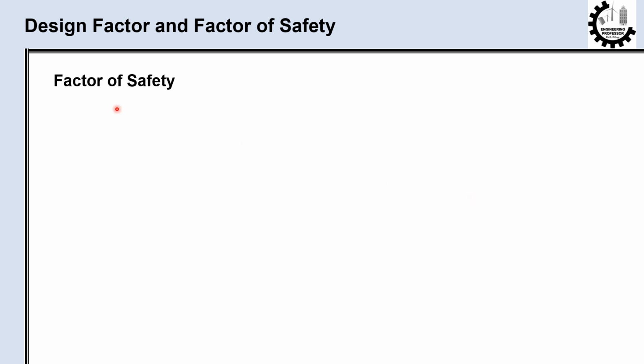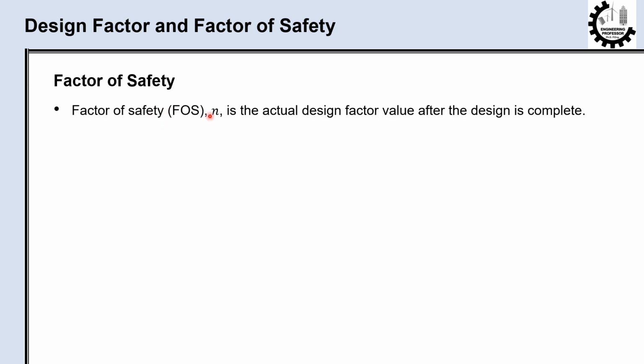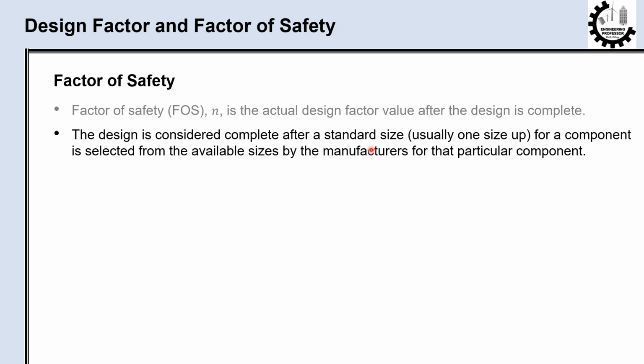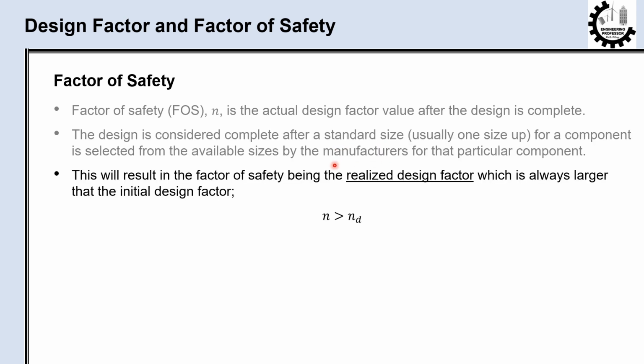Now let's talk about factor of safety and its difference with design factor. So factor of safety, or N, is the actual design factor after the design is completed. The design is considered complete when the final size of a component is selected, usually based on the available standard sizes offered by the manufacturers. See, in real design scenarios, you often end up with a size that is not available from the manufacturers. So you need to go one size larger. That would change the value of your design factor to a higher value. This value is our factor of safety.